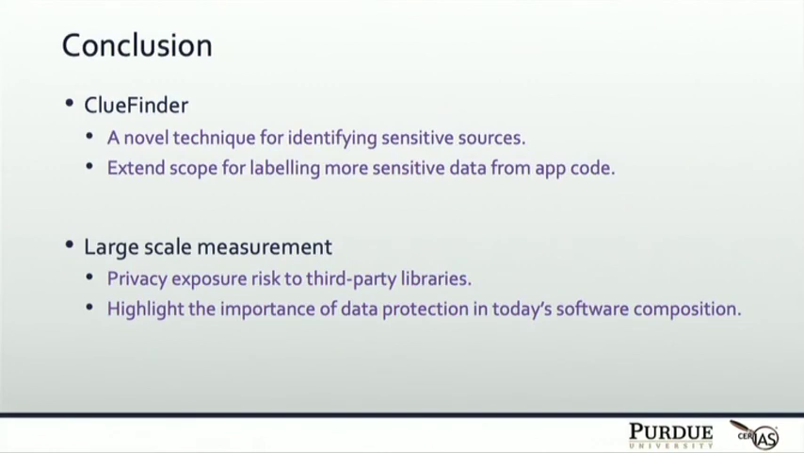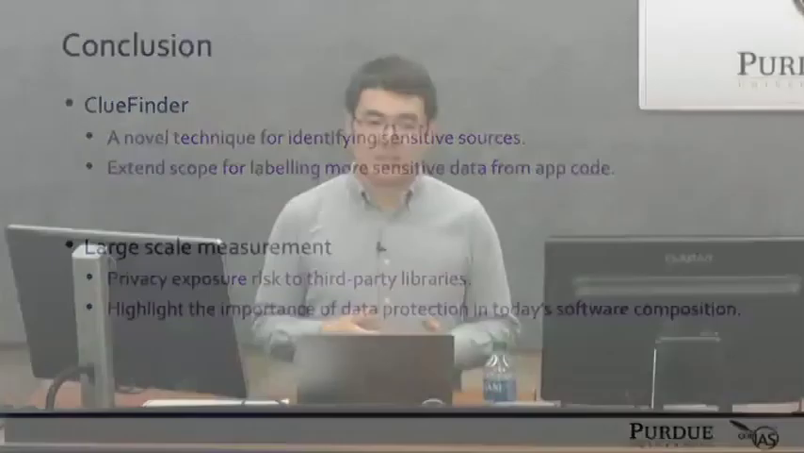Okay. So to conclude my talk, we first proposed a novel technique for identifying user-sensitive data. And this helps to extend the scope for labeling more sensitive data from the app code. Also, we conducted a large-scale measurement of privacy exposure risks in third-party libraries. And we gave a set of findings to highlight the importance of data protection in today's software. Yeah, that's it. Thank you.